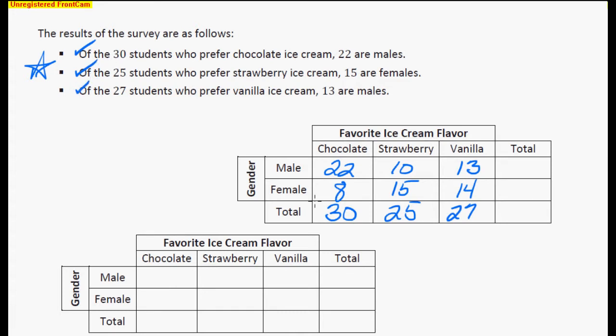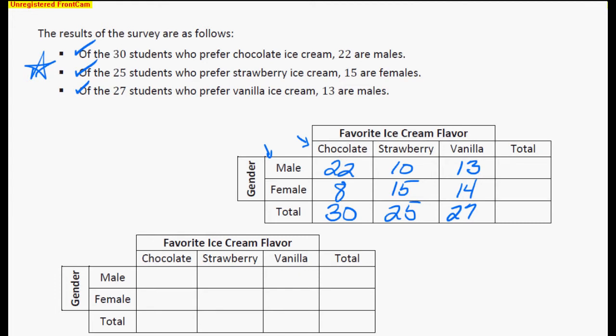Okay, now what we've done is we've taken this univariate data from before, and now we've changed it into bivariate data because now we have two different variables. We have, do you like chocolate, strawberry, or vanilla? And what is your gender? Are you male or female? So now we have two different items or two different variables that we're looking at here.